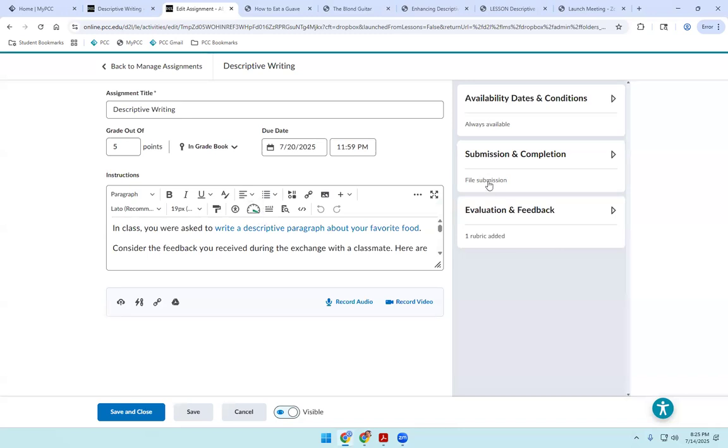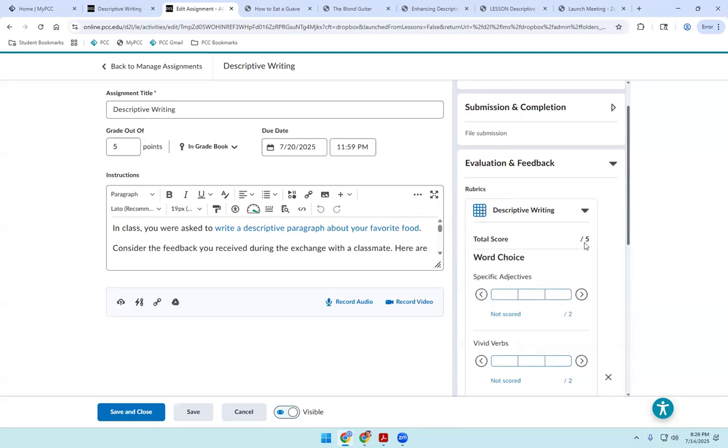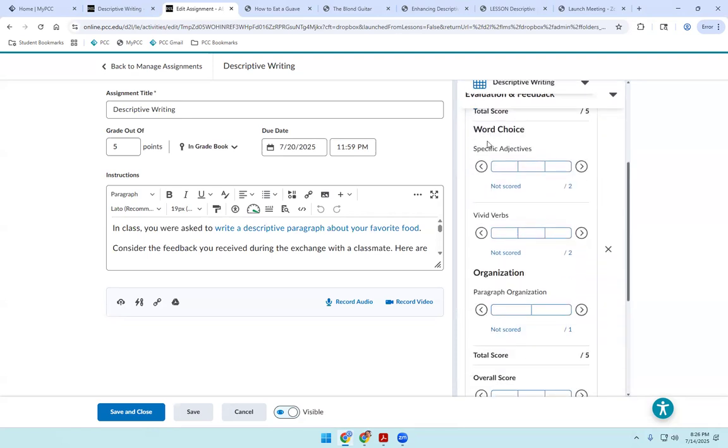You can always see exactly what you are being graded on inside here, these rubrics. So the evaluation and feedback looks like this. Word choice. So you get 2 points for having specific adjectives in here, 2 points for having vivid verbs that describe it, and then 1 point for paragraph organization. Because all our assignments in here, until we get to the very end and write a big essay, they're all worth 5 points. So you can always look at exactly what you're being scored on.